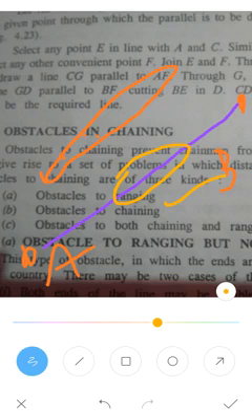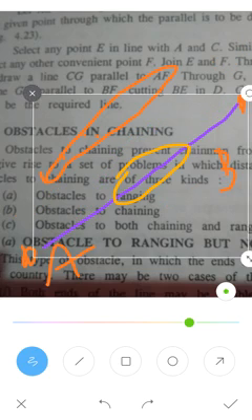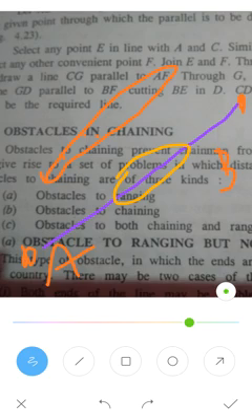Second one is you can see point A and point B, but chaining you can't do. You can't chain, or you can't keep a tape from point A to B. So that is the second problem. Third one is you can't do ranging, you can't see point B from A, you can't see this point from this one, and you can't measure also.